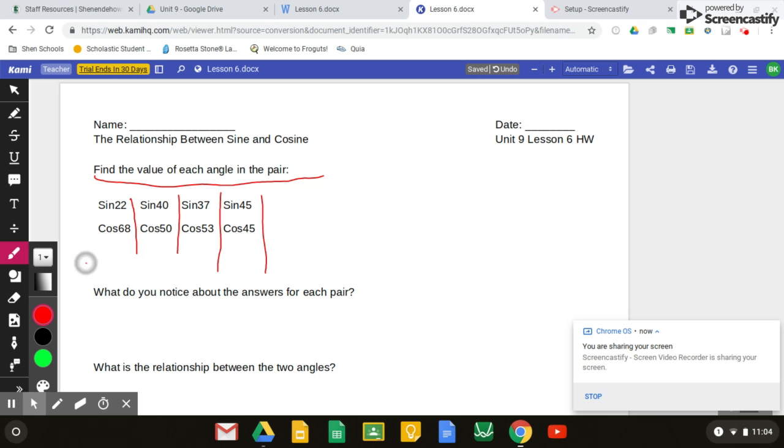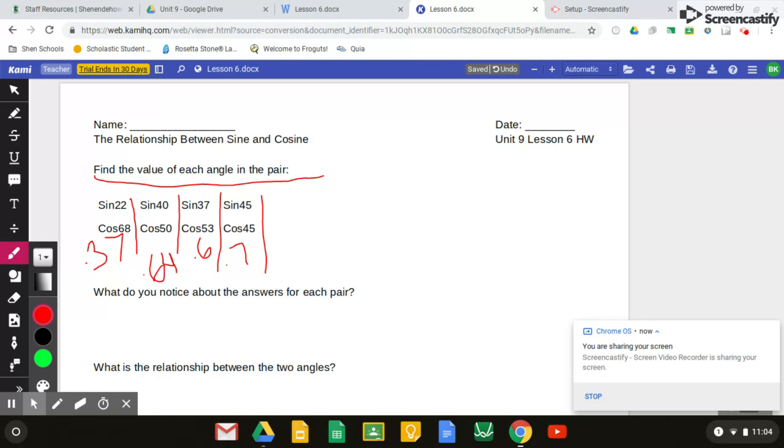So when you're typing in, you should see that's 0.37. And both of them are 0.37. Interesting. Both of these are 0.64. Both of these are 0.60, so 0.6. And both of these are 0.707. Interesting.